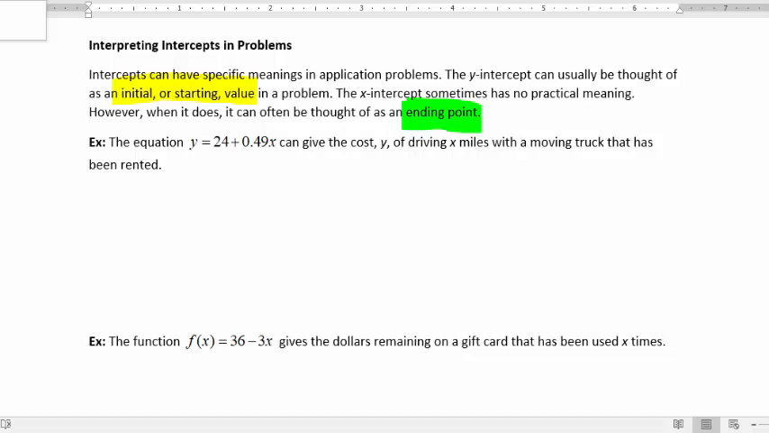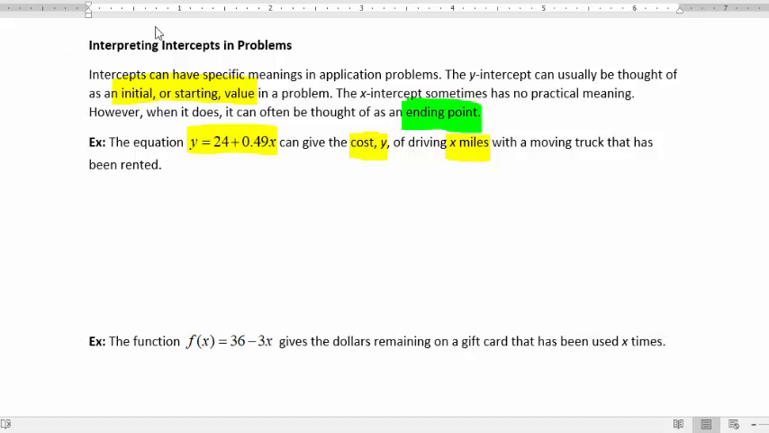Now, what does this mean? Well, it depends on the specific problem that you're dealing with. So we'll look at a couple here. The equation y equals 24 plus 0.049x can give the cost y of driving x miles with a moving truck that has been rented. So y is the total cost and x is the number of miles that you're driving with this moving truck.